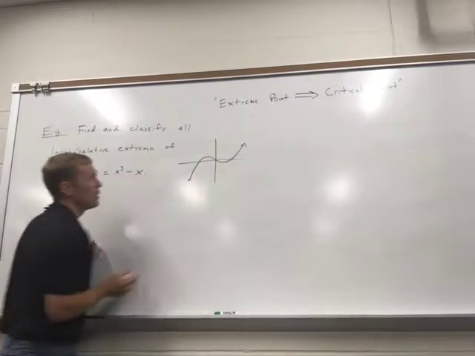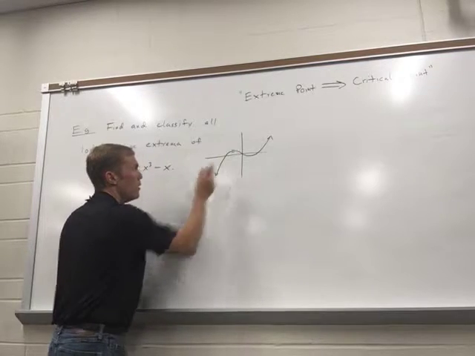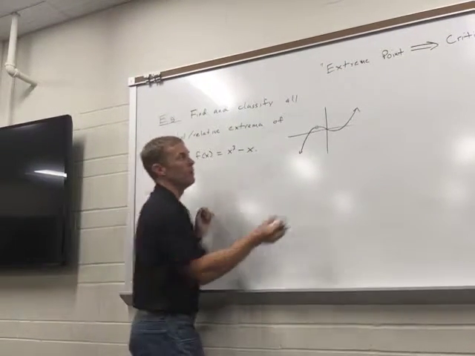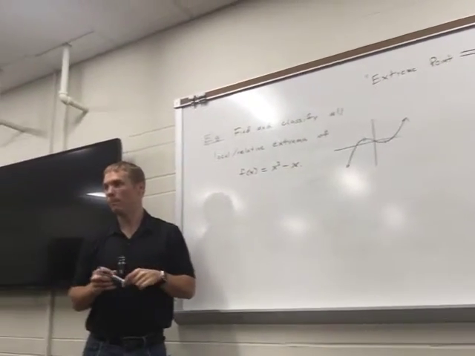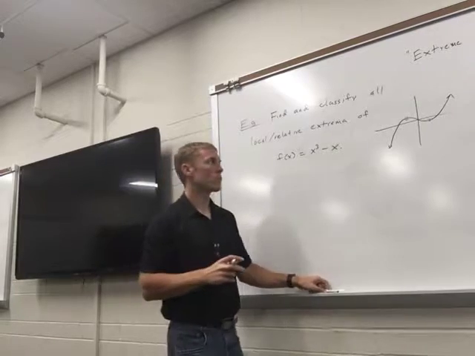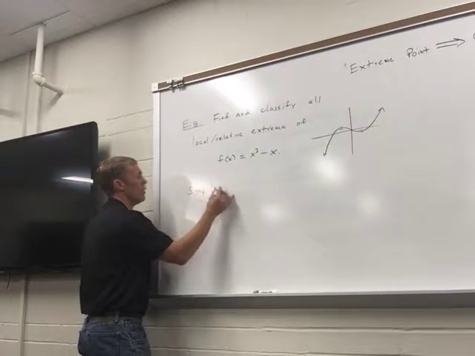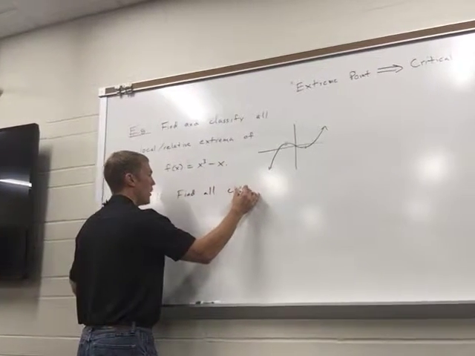Looks something like that. We're trying to find this point, which we expect to be a relative or local maximum, and this point, which we expect to be a local or relative minimum. So step 1, find all critical points.